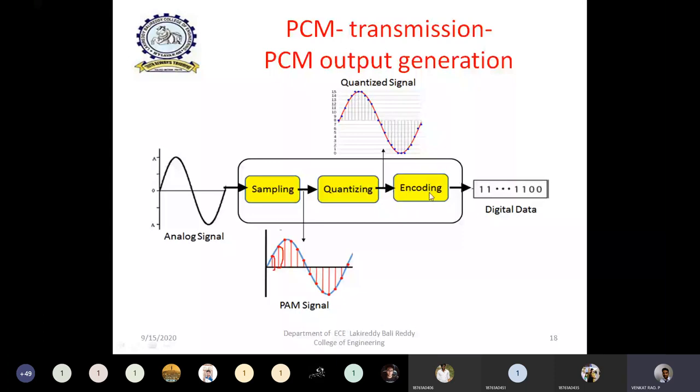Depending on the size of the encoder, each quantized amplitude value is assigned some group of bits. For example, if I am using a 7-bit encoder, each amplitude value is encoded with 7 bits. So 7 bits, 7 bits, 7 bits, and so on. Depending on the number of samples, we may get a large sequence of binary digits, that is ones and zeros, and so on.